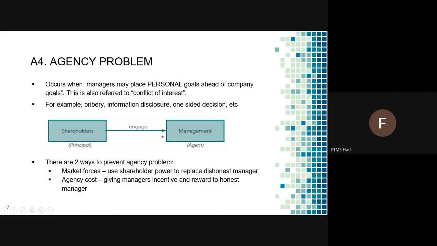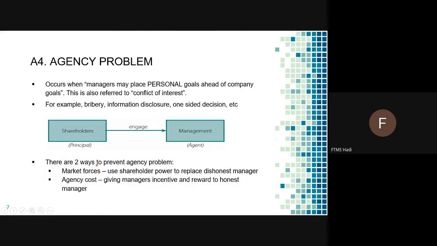Usually management will engage with shareholders. That means management needs to report the performance, the projects that have been made, the progress of the company. Management needs to report to the shareholders. But the problem is that shareholders need to engage management, which is something not right, because you need to bear in mind that shareholders own the company, not the management. Management just manages the company only. So therefore, shareholders have to ensure that management does the work with due diligence.